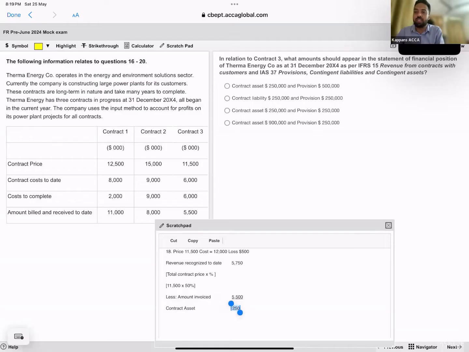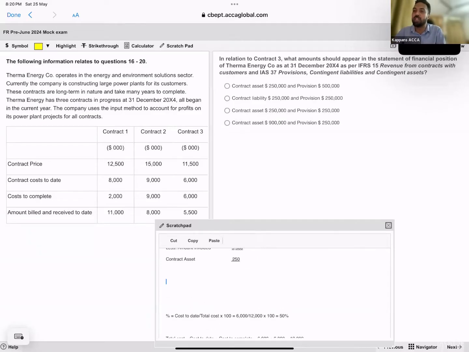So the answer can be either option A, which says contract asset 250, or option C, which also says contract asset 250,000. Now the question is how much is the amount of provision? Is it option A, 500,000, or option B, 250,000? Remember, we have just stated in the beginning of the question the total contract price is 11,500 and total cost is 12,000, 6,000 plus 6,000. So there's a loss of 500 which has to be immediately recognized in P&L. But we have to see how much of this amount is shown in P&L in the current year.